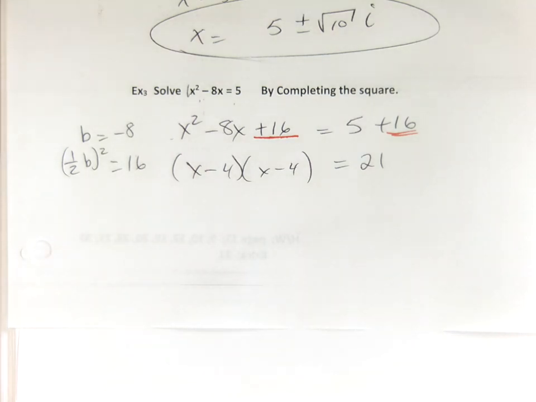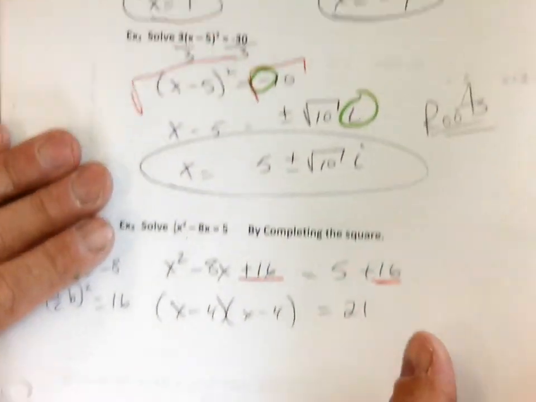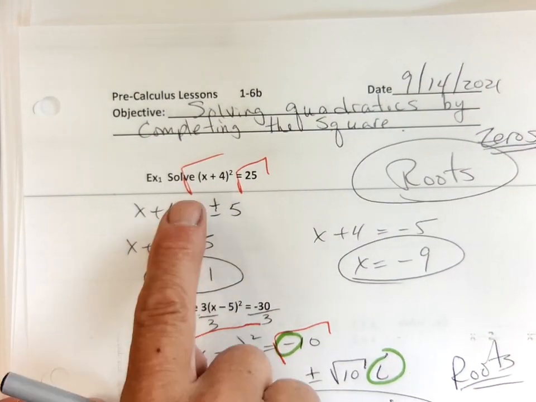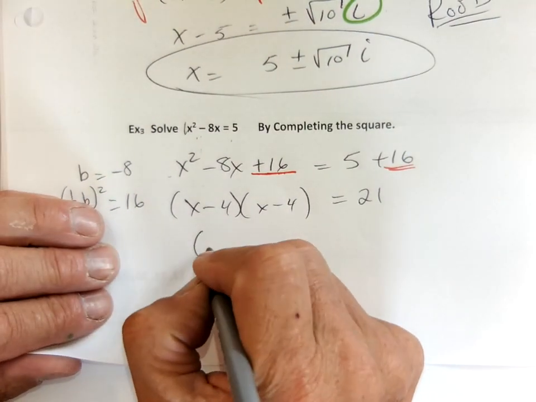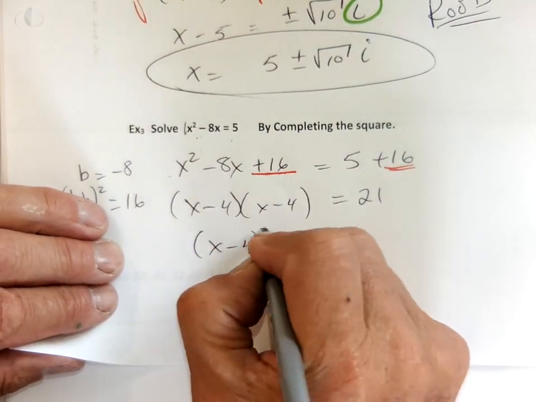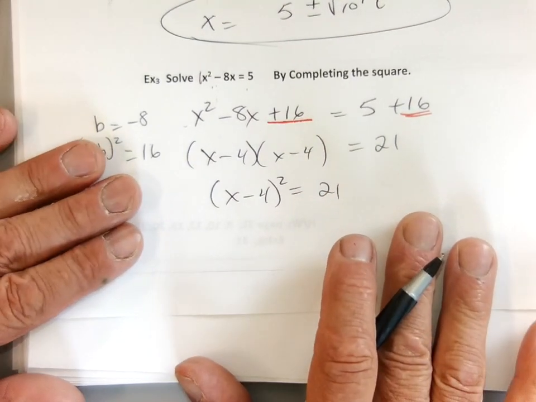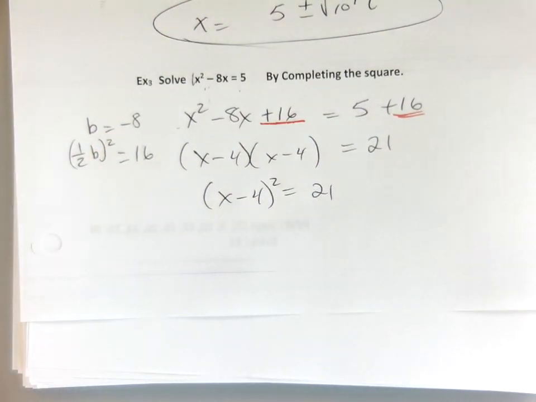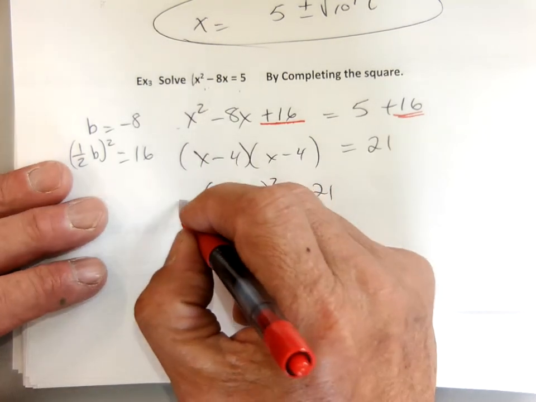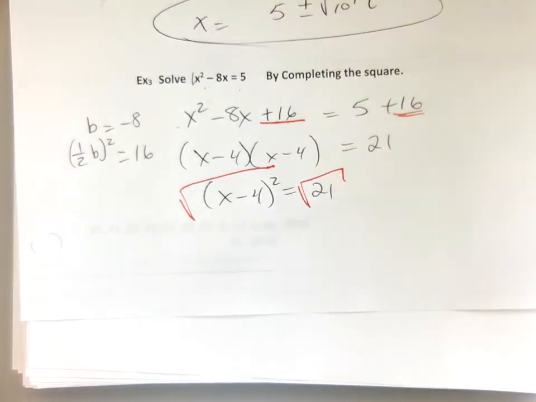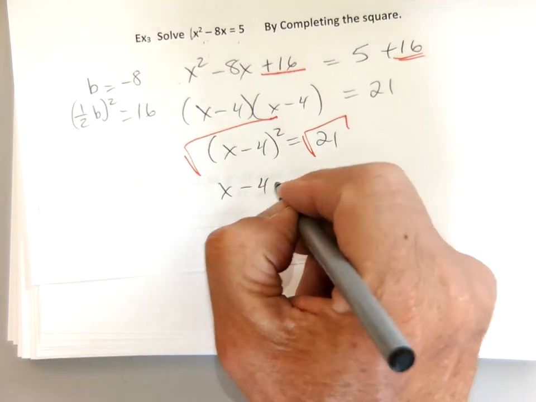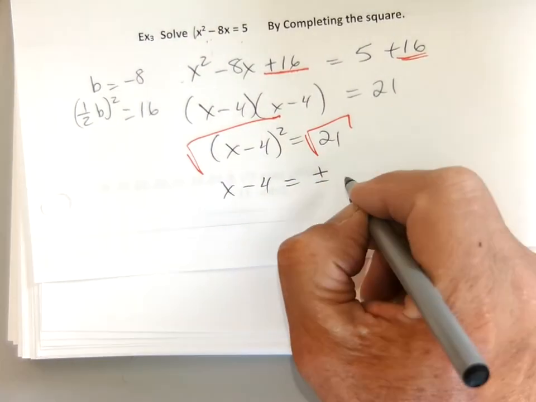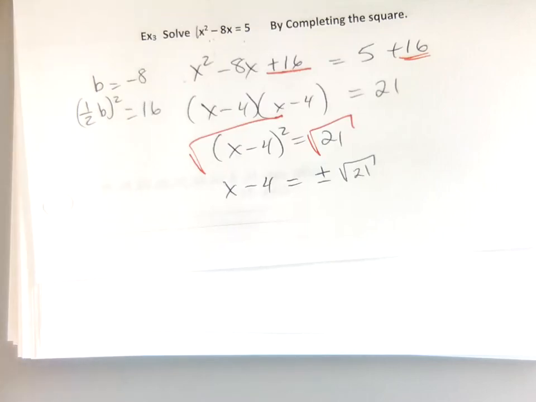Since it's factored, let's rewrite it in this form because it's easier to solve. Let's rewrite it as the quantity x minus 4 squared equals 21. Solving is not that bad at this point. So we'll get rid of the square root. Okay, Vincent, how many answers? Thank you. Two answers. So again, x minus 4 equals plus or minus the square root of 21, right?